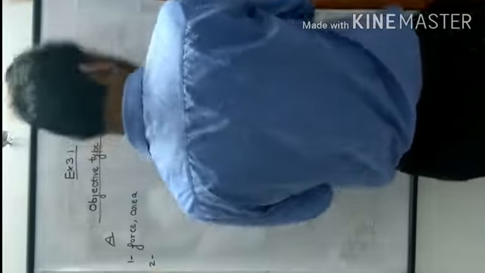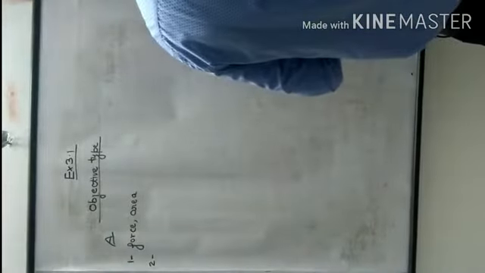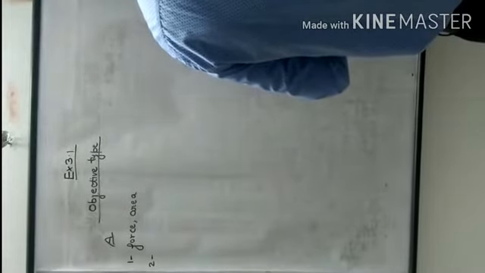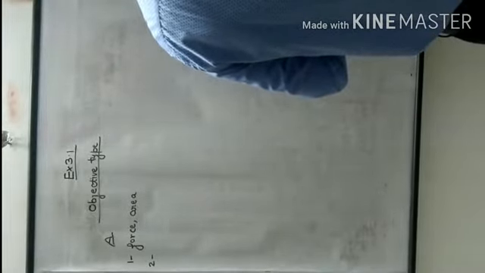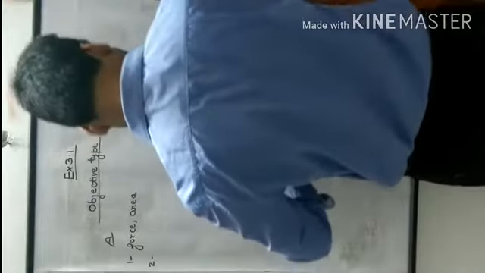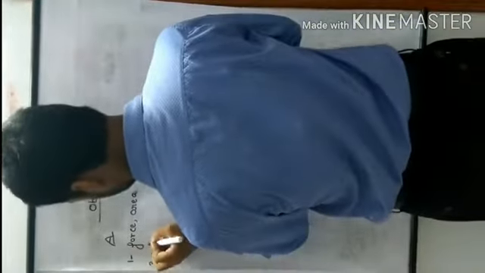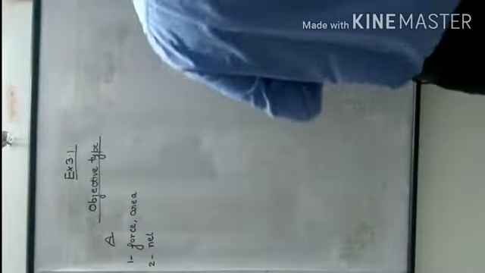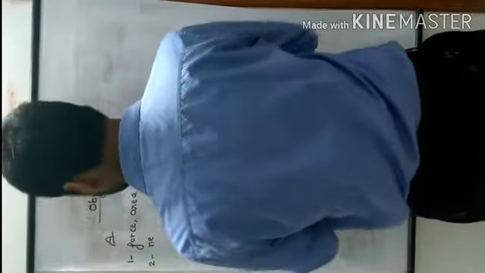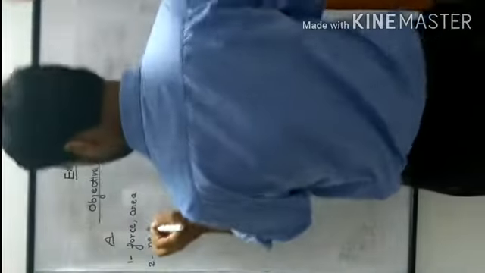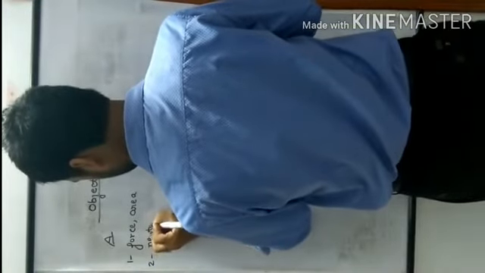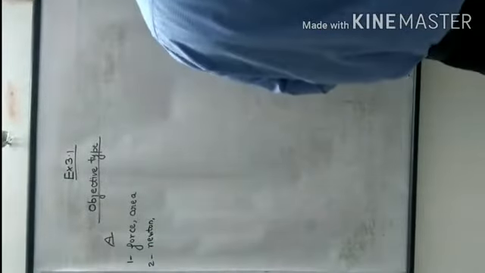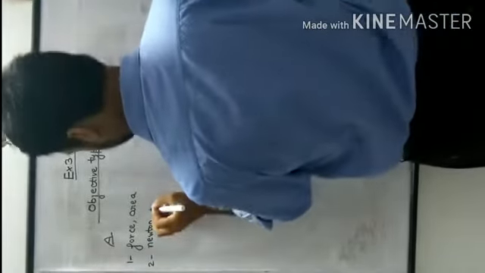Then the second part: when a force of 1 Newton acts on an area of cross section of 1 meter square, pressure is said to be 1 Pascal. So the first blank will be Newton, and the second blank will be Pascal.